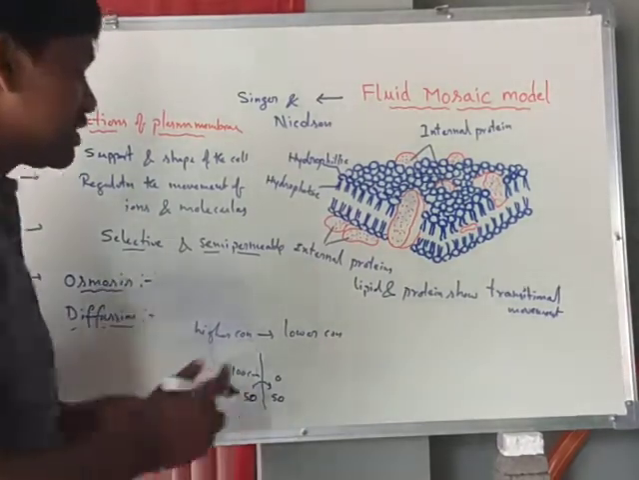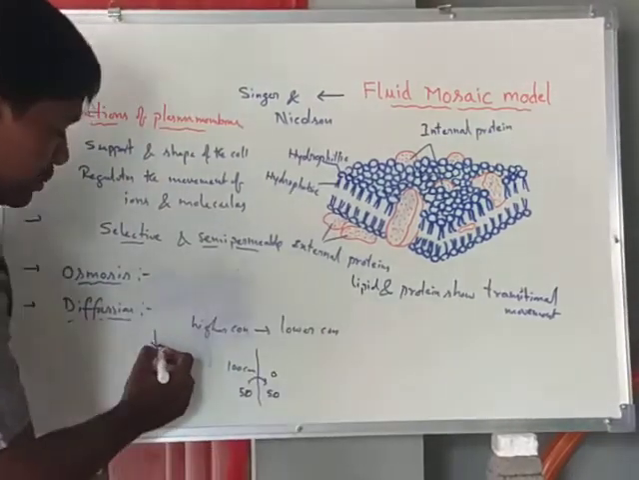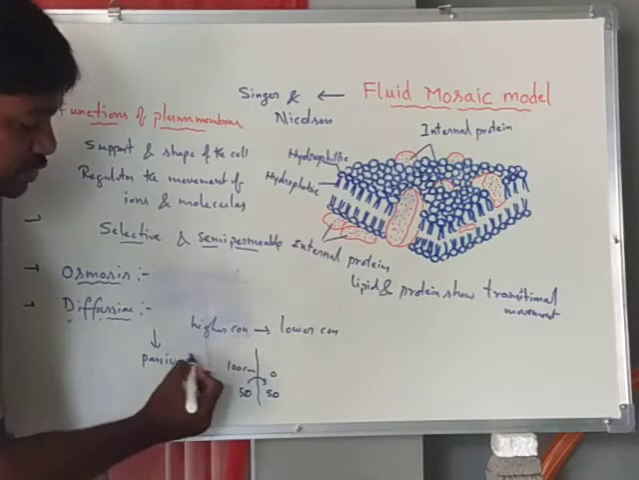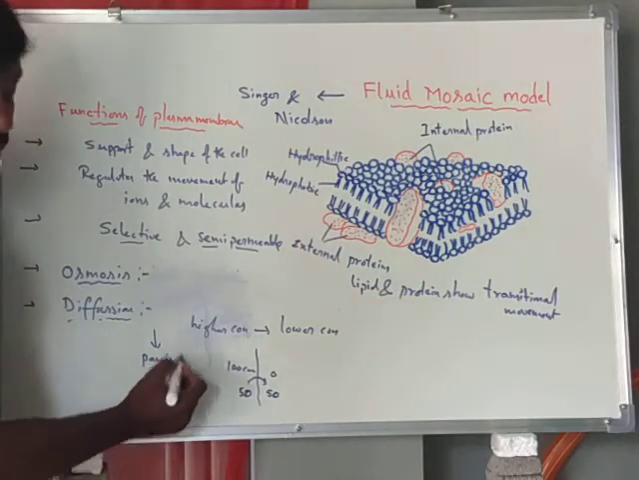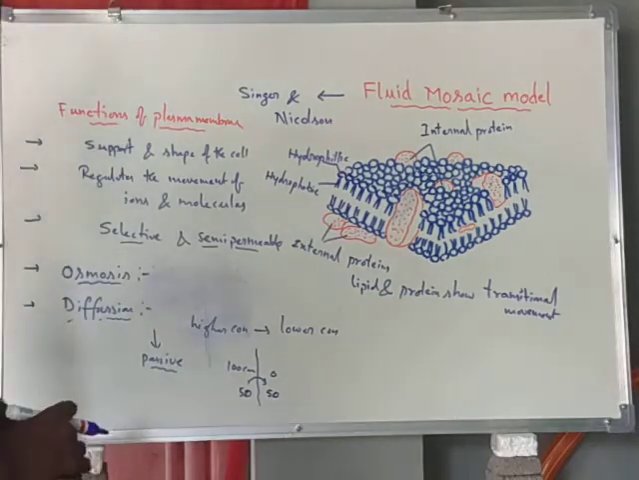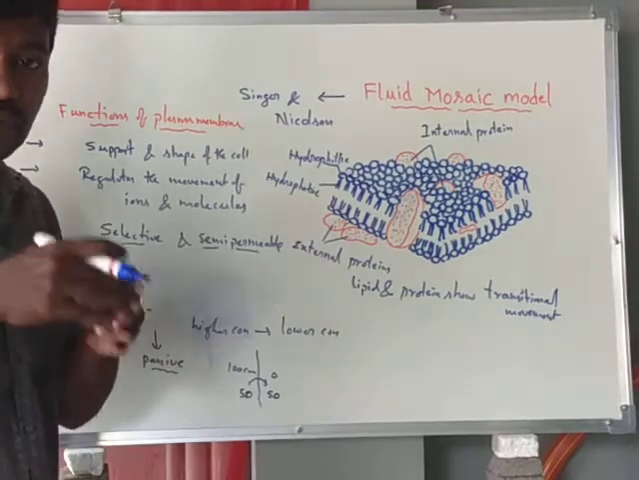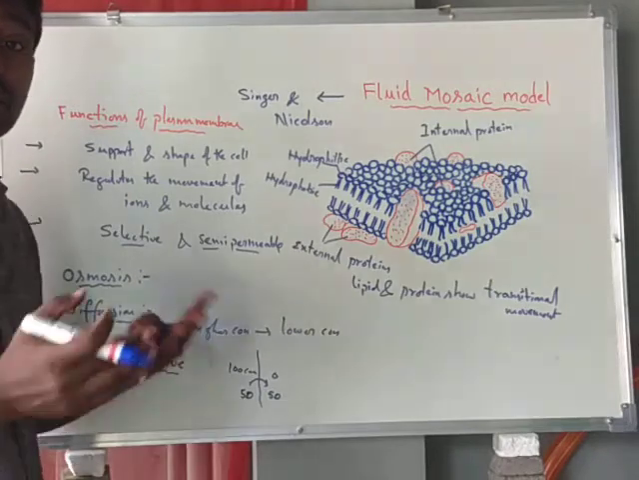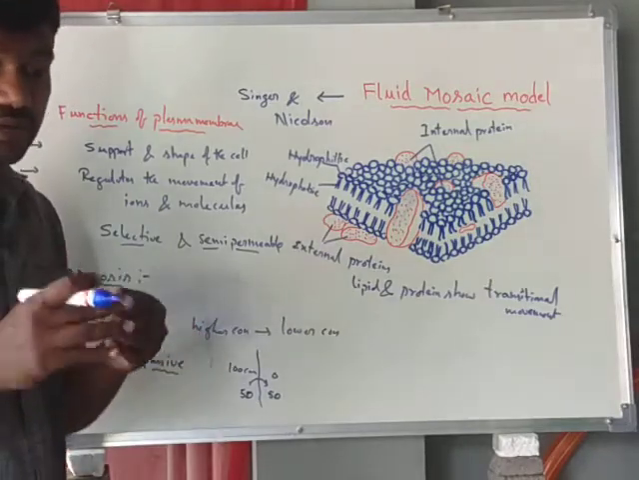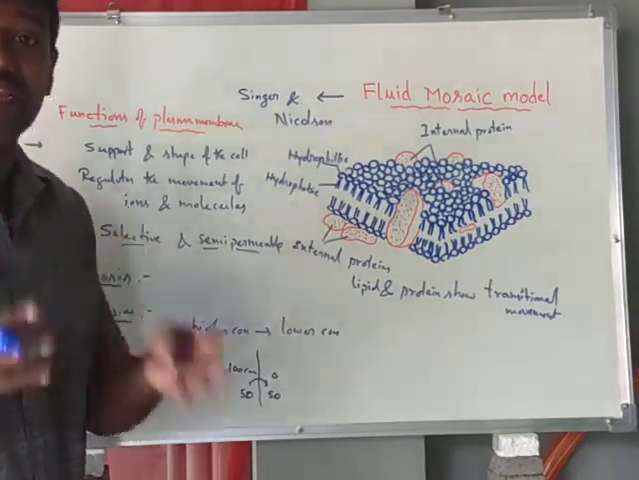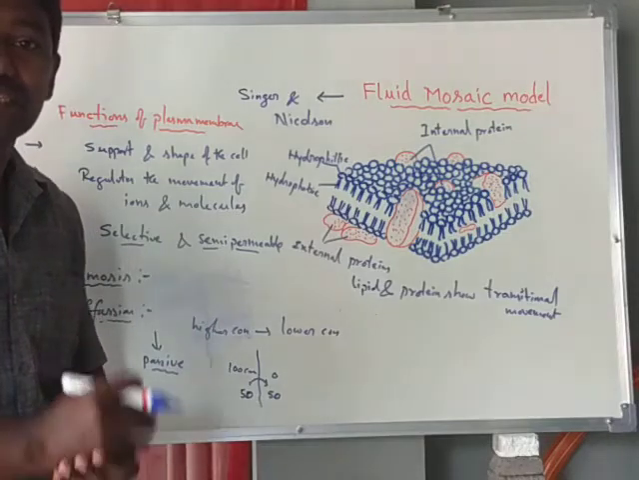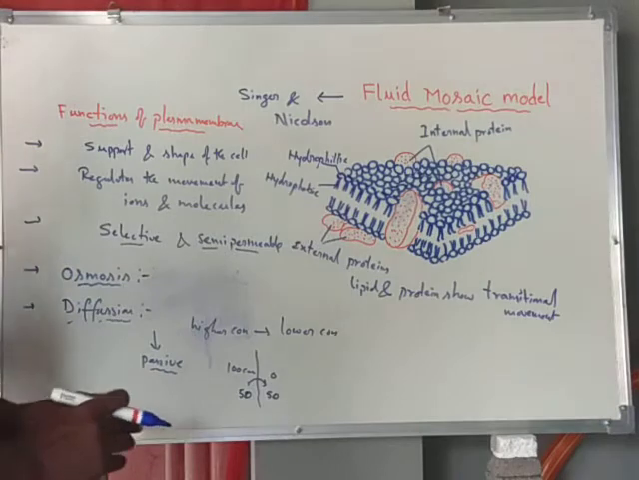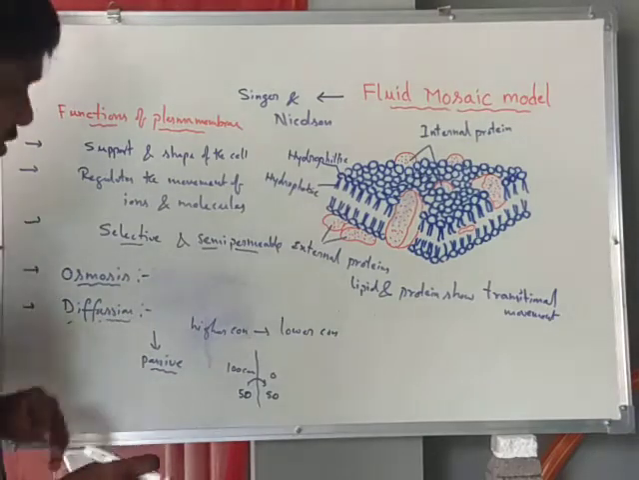Diffusion is a passive transport, a passive process. A passive process means it goes slowly, and it does not require any ATP. ATP is not required in this passive process. So diffusion is one of the passive processes.